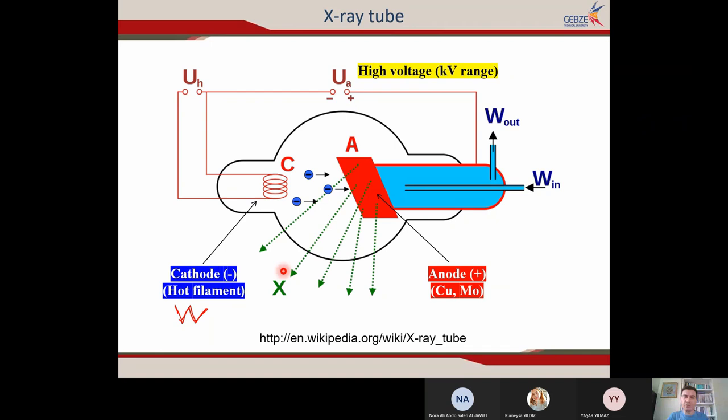So why do we need vacuum conditions within that X-ray tube? Because if we had any air within that tube, these electrons would collide with the gas atoms in the air, and then they would lose their energy before they reach the anode material. So this is an unwanted situation for us. For this reason, we have vacuum conditions within the X-ray tubes.